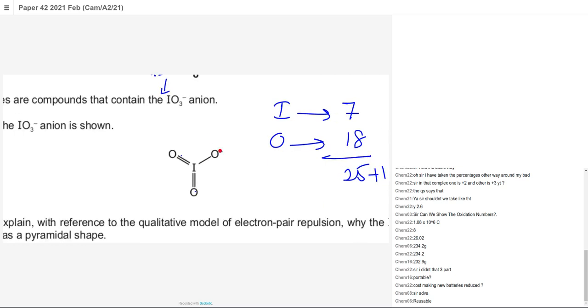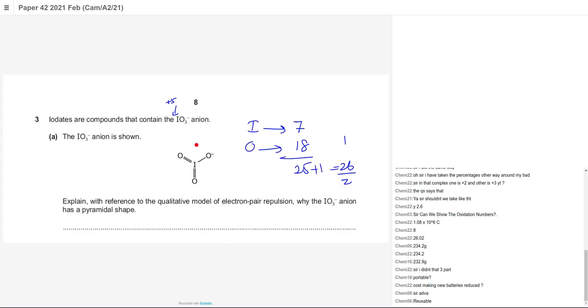Out of 13, each bond, remember, is a pair of electrons. So this is 2 dots. So how many electrons are shown here in the outermost shell? 1, 2, 3, 4, 5, 6, 7, 8, 9, 10, 11, 12. So we got 13 electrons. So that means there is a lone pair on the iodine.